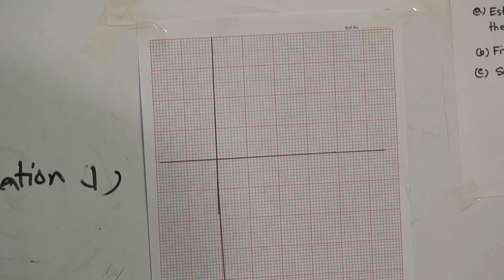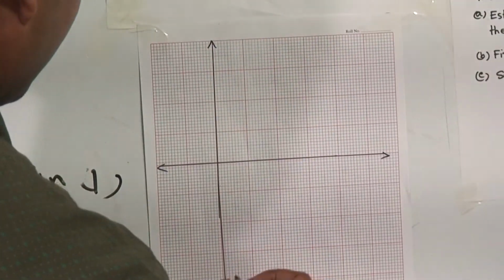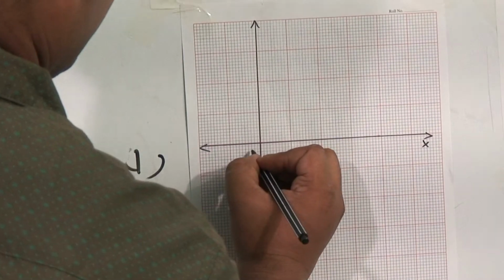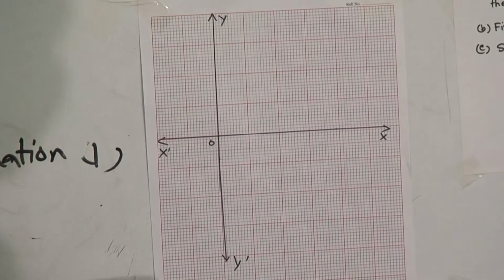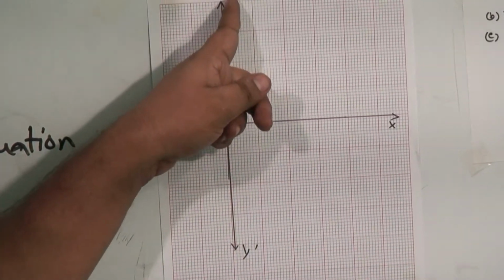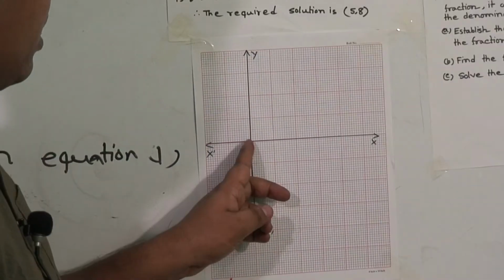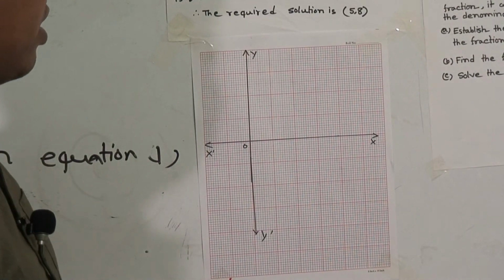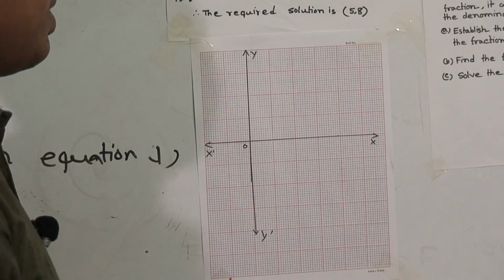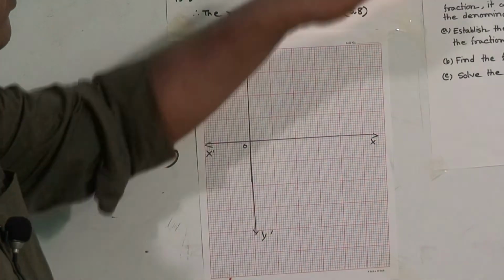Dear students, please notice, this is X'OX and YOY'. Here X'OX is called the x-axis and YOY' is called the y-axis. Now you notice, along both the x-axis and y-axis, we take every side of a small square as 1 unit. So now we draw the graph of equation number 1 first.